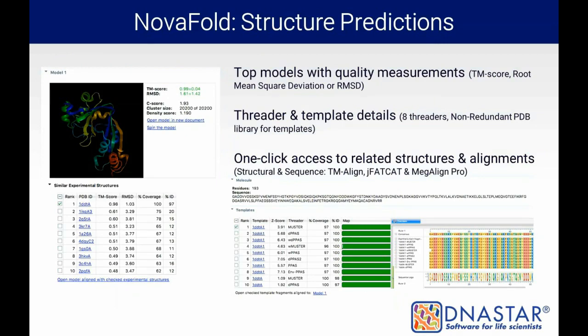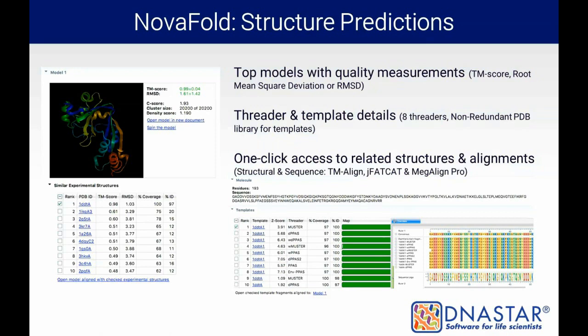NovaFold, when it's completed, will provide a visual report that you can view in Protein 3D, and you'll get up to 5 models, our best predictions of what the fold of your protein sequence is. There will be some quality metrics associated with it, including a template modeling score, a TM-score, and a root mean squared deviation, an RMSD.